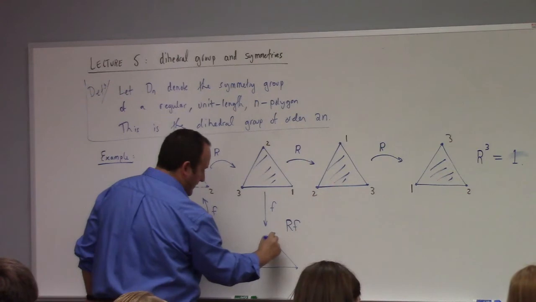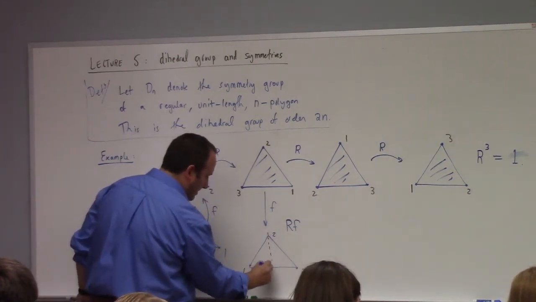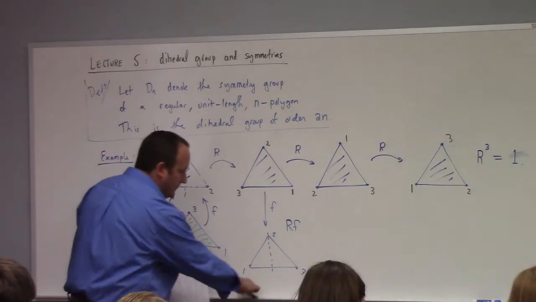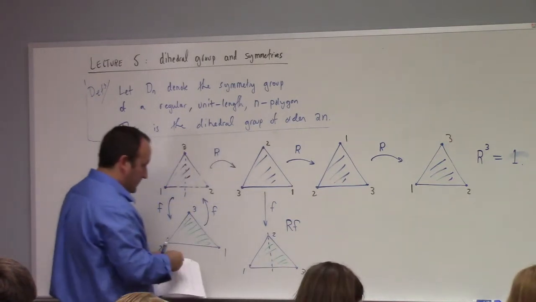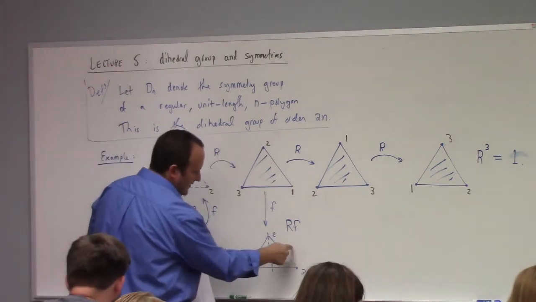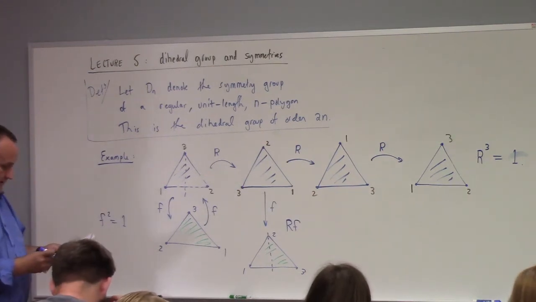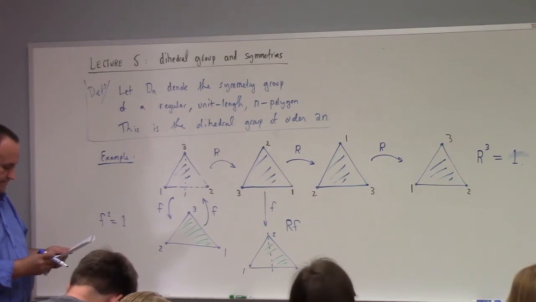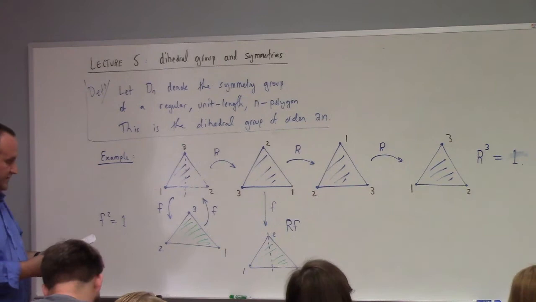We have a 2 upstairs. We flip the 1 and the 3 like that. Yeah? We flip the triangle over. Now we're looking at the green side again. Yeah? So this is RF, starting with our standard triangle. And let's compare that to F. We can compare that to FR squared.